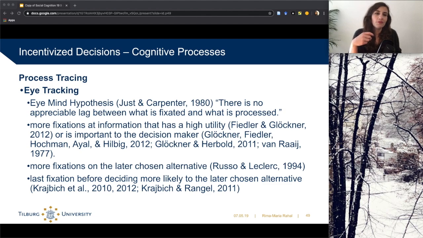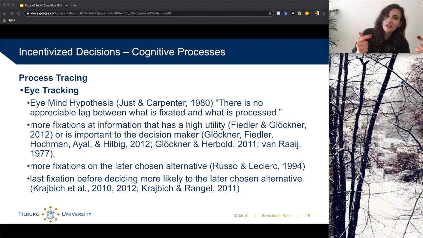So there's some evidence that this is actually the case, or that it's interesting to use eye tracking. For instance, we see that people fixate more on information that has high utility, or that is important to the decision maker, and we can also see that people tend to fixate more on the alternative that they will later choose. So if I ask you whether you want a muffin or an apple, and I see you're looking back and forth between them, and then you end up looking at the muffin before you make a choice, this is the point where I can predict that you will choose the muffin. So the last fixation before deciding is more likely to be directed at the later chosen alternative.